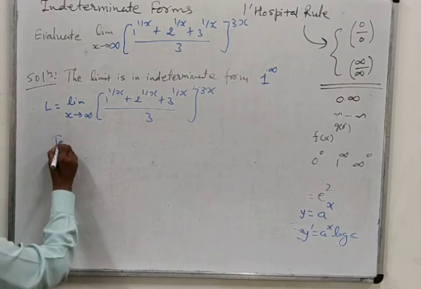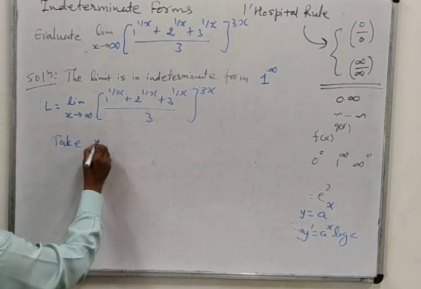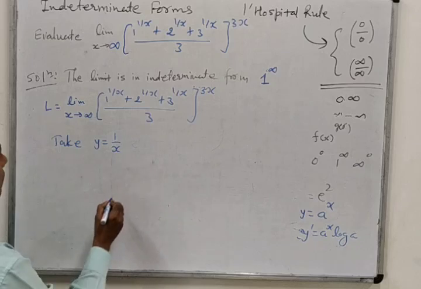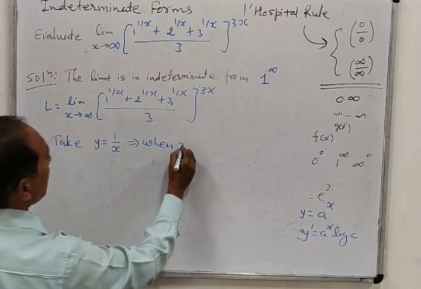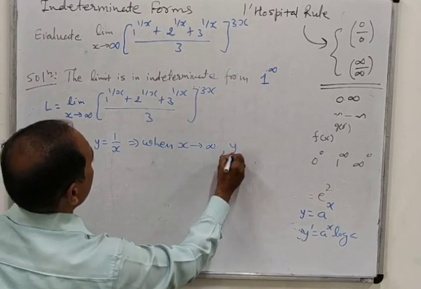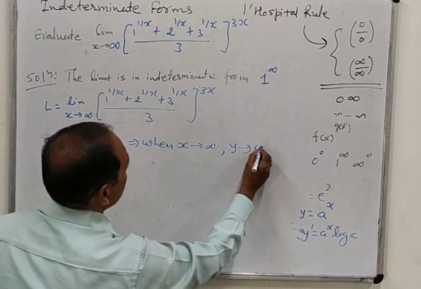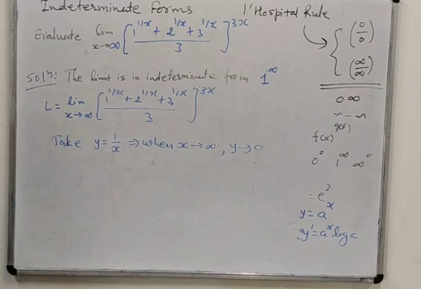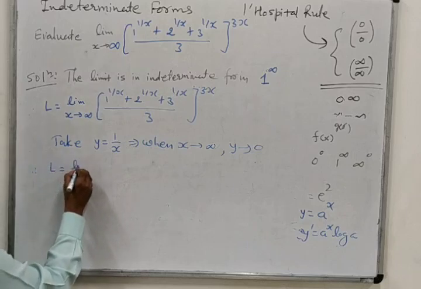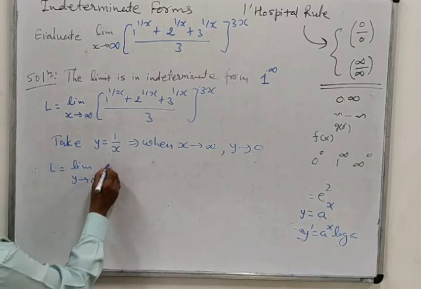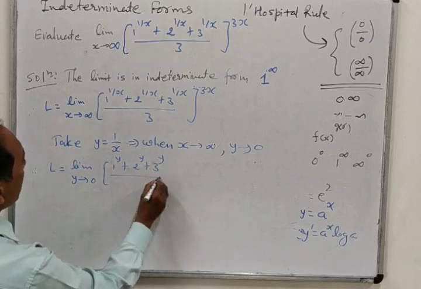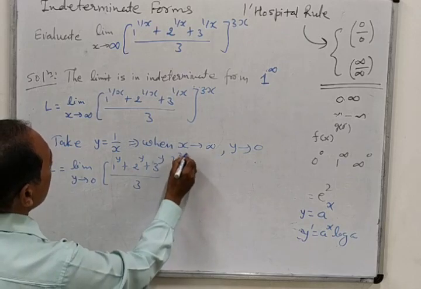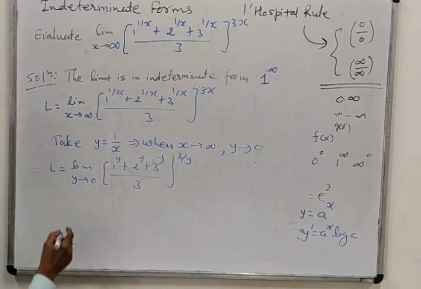So we will take here y equal to 1 upon x. This implies that when x tends to infinity, y tends to 1 upon infinity, which is 0. So y tends to 0. And therefore, we will have L equal to limit y tends to 0 of (1 raised to y plus 2 raised to y plus 3 raised to y) divided by 3, whole raised to 3 upon y, since x equal to 1 upon y.